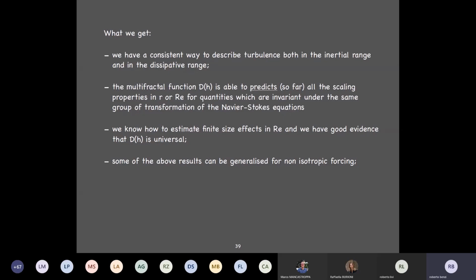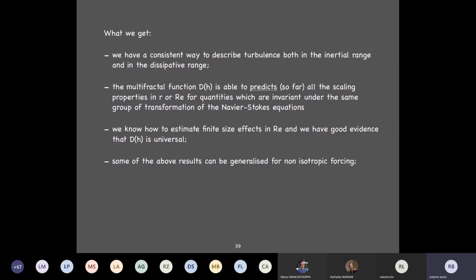We have been able to predict something, and in particular now we can state that within all the experiments and simulations that have been done, all the scaling properties, either with respect to R or with respect to the Reynolds number, are in fact observed in agreement with the same function d of h. In other words, once you know d of h, you know almost all the scaling properties of the system, or quantities which are invariant under the same group of transformations of the Navier-Stokes equation, of course.